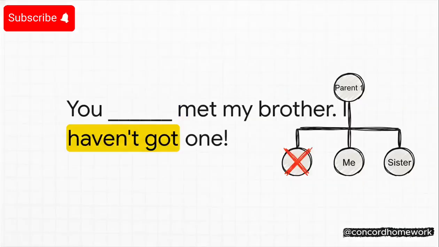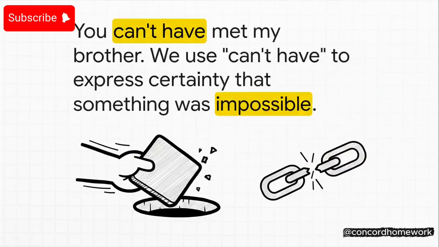Okay, here comes the next one. "You aren't met my brother. I haven't got one." Think about the logic on this one. What's the only thing that makes sense? 5 seconds. The answer is can't have. It's impossible, right? Since I don't have a brother, it's logically impossible for you to have met him. You're expressing that certainty that it didn't happen. It's our detective mode again.